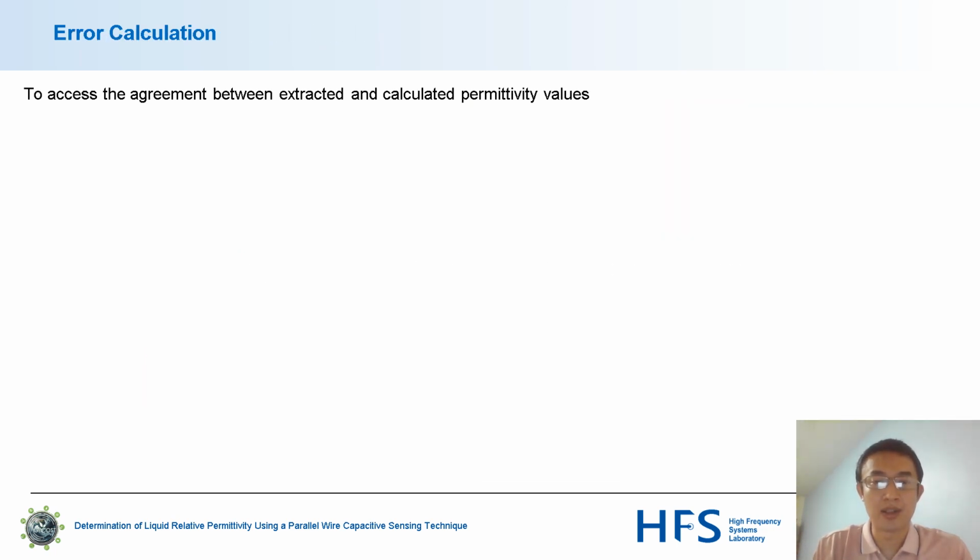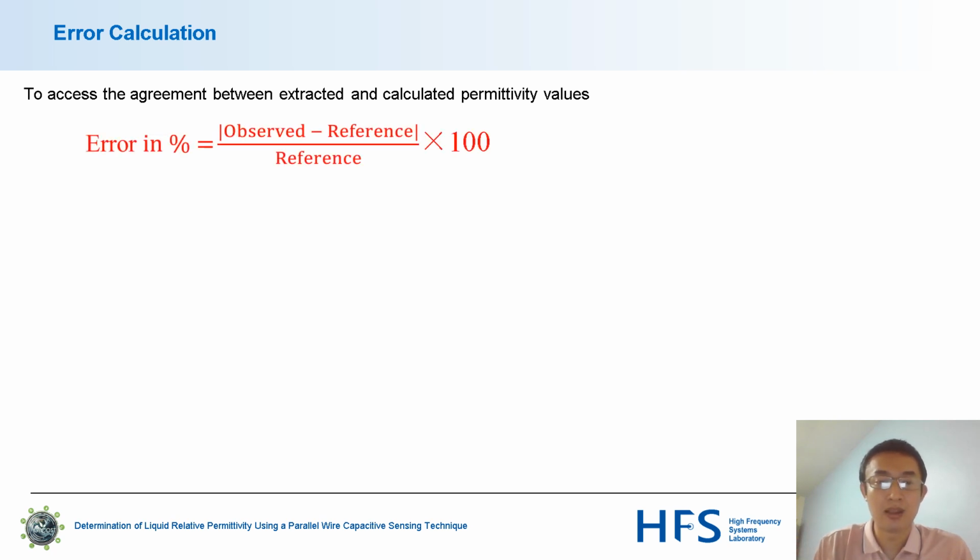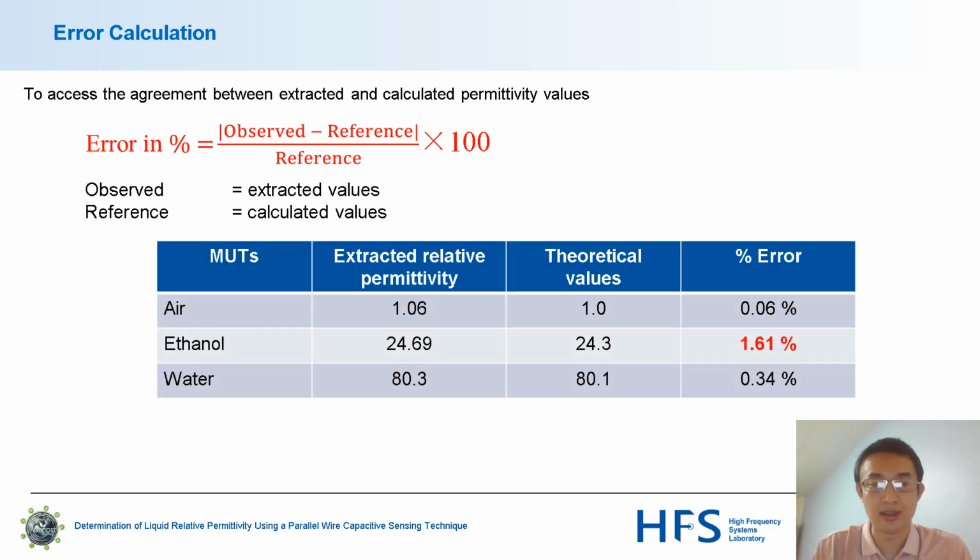For error calculation, we calculate percent error to check the agreement between extracted and calculated permittivity values. This equation was used for percent error calculation, with extracted values as observed and calculated values as reference. And this table shows the percent error for the three different MUTs.